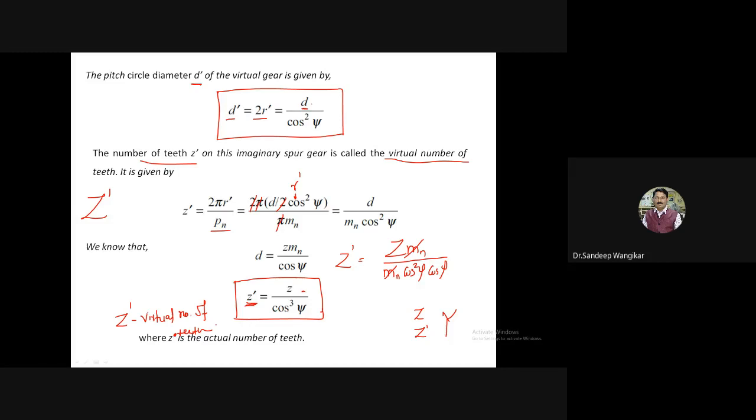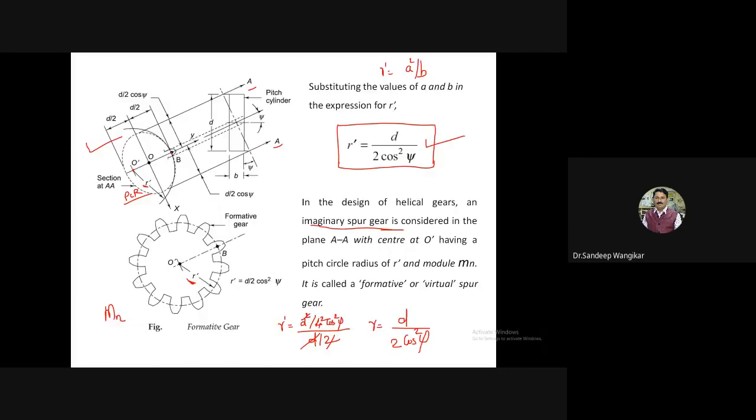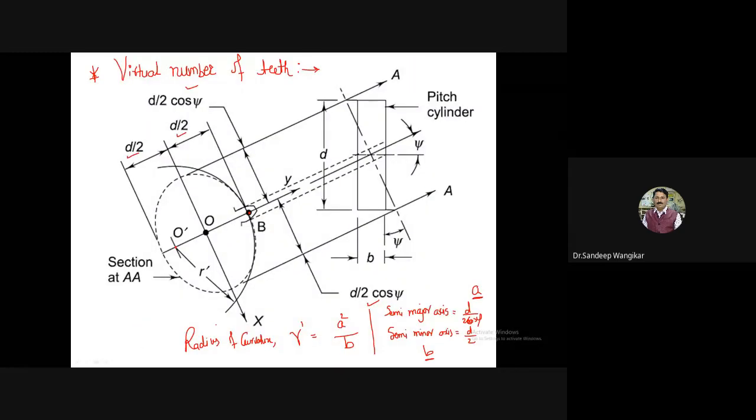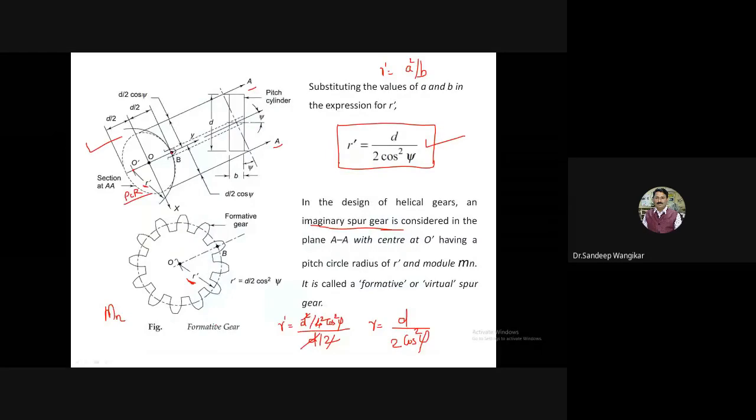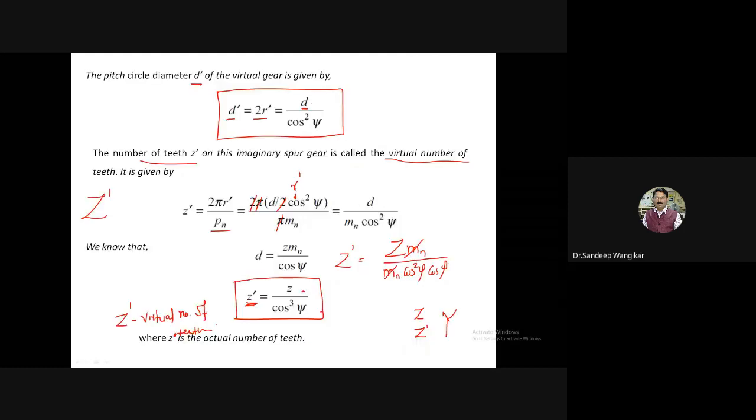Okay, so let us proceed further after writing the formulas. Before proceeding, the virtual number of teeth we have discussed. In this case, the main important formulas are r dash is equal to d divided by 2 cos square psi. Then we have finally arrived at a relation between the virtual number of teeth and the actual number of teeth, z dash is equal to z divided by cos cube psi. This relation will be useful for calculating the virtual number of teeth and the further calculations which are based on teeth, like y, the Lewis form factor.